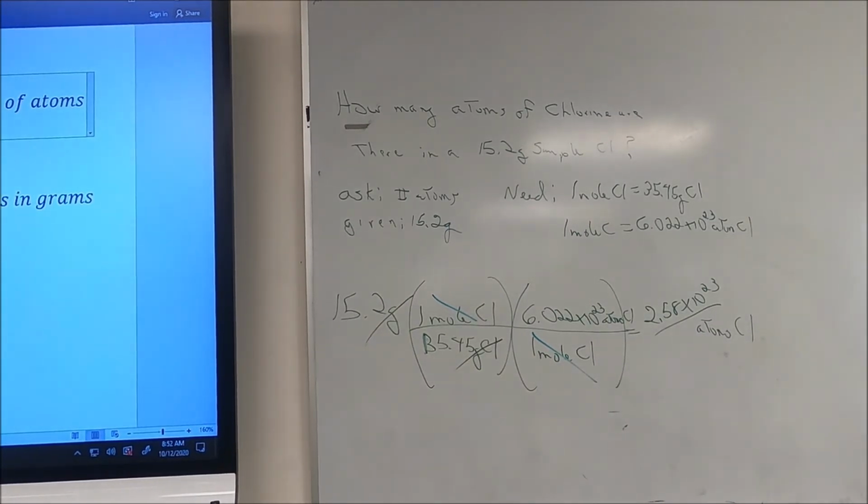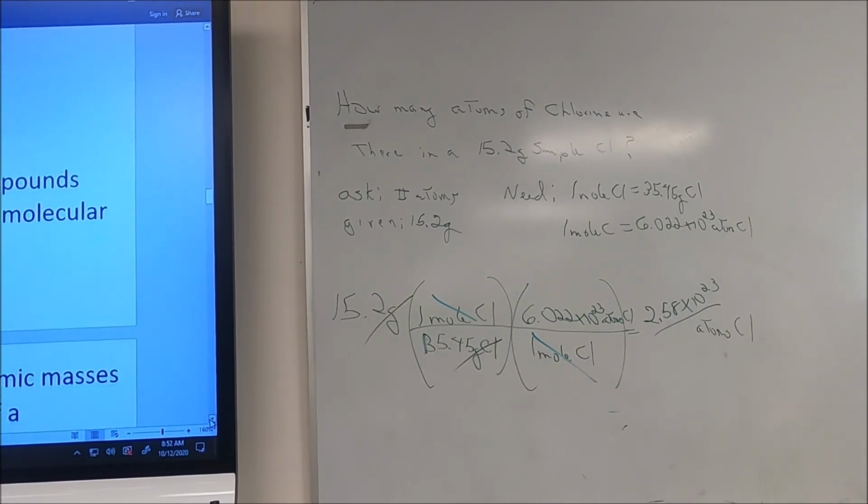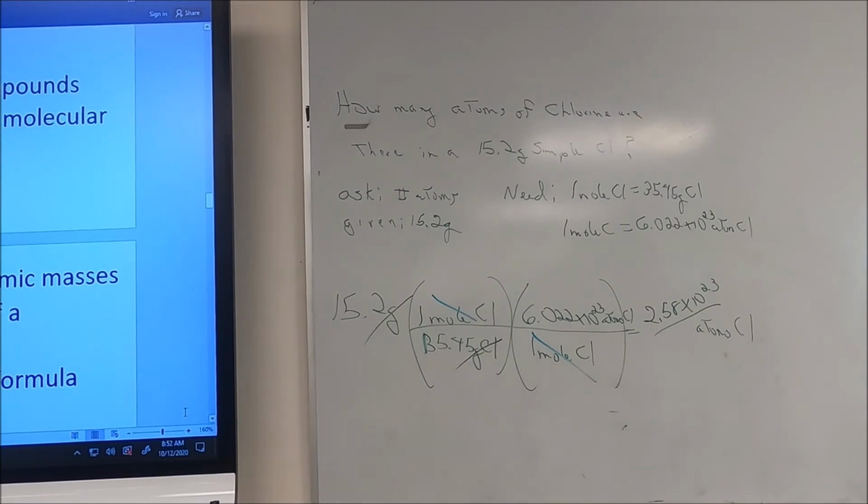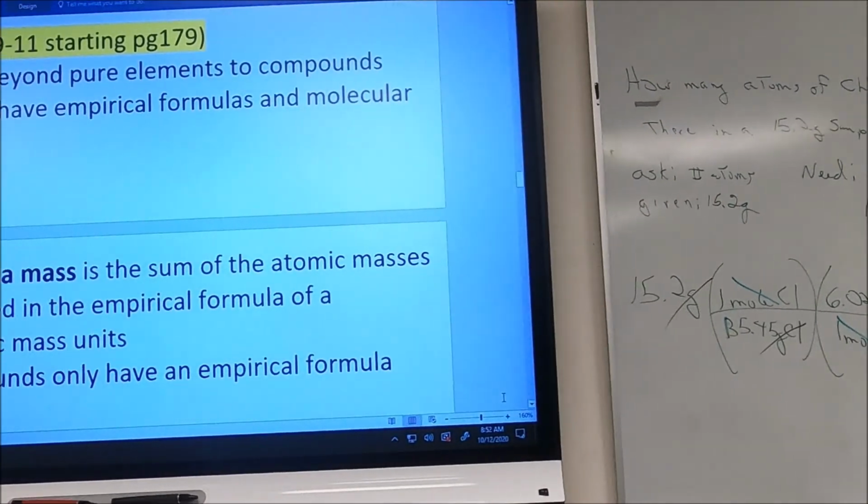So we've done some problems. Now, we don't live in a world that only has atoms in it. We also have molecules. So we need to think about doing the same things for compounds, molecules, formula units, that we did for individual atoms. So that means we're going to move on to chapter 4.